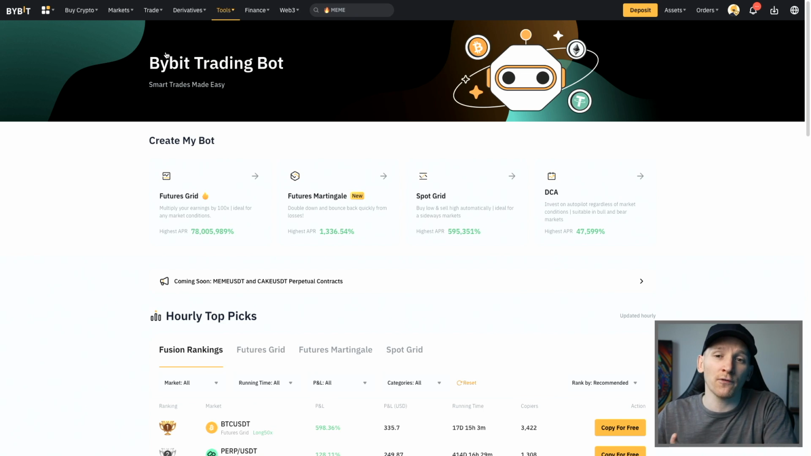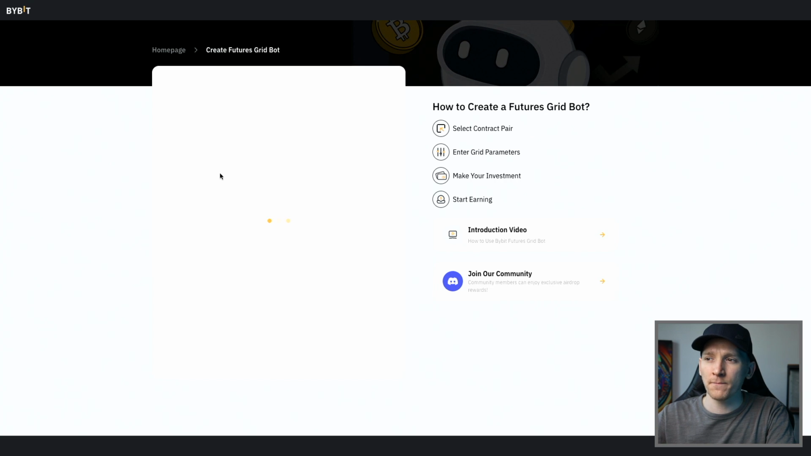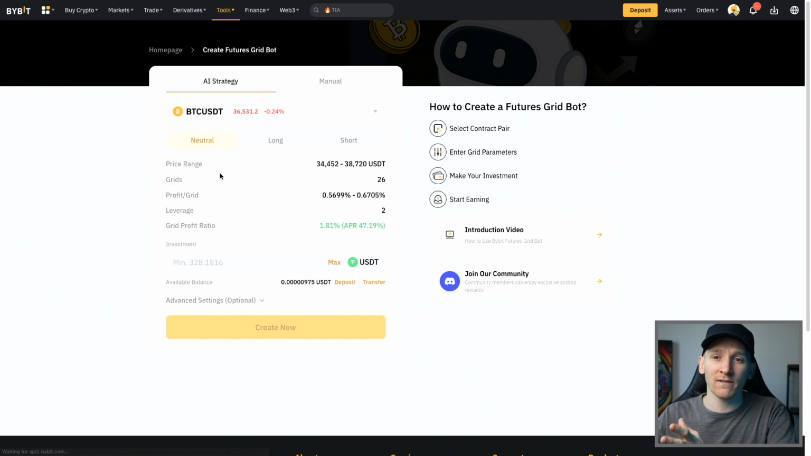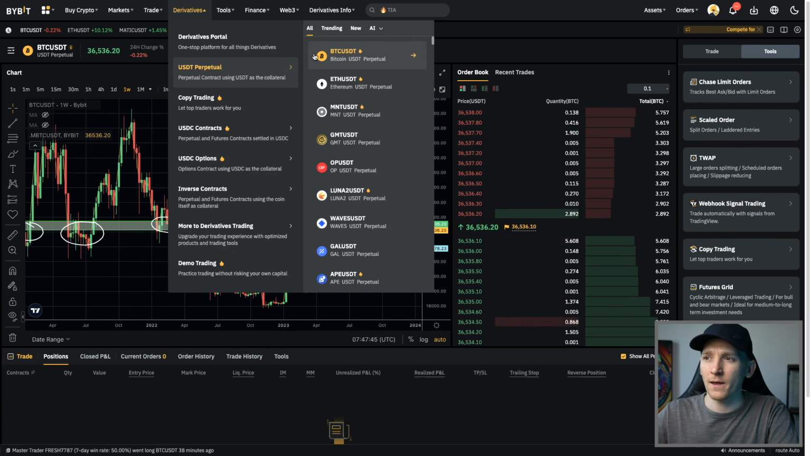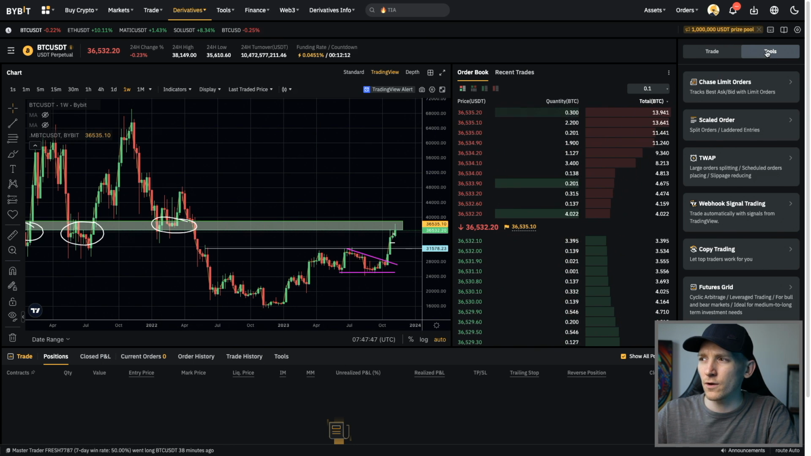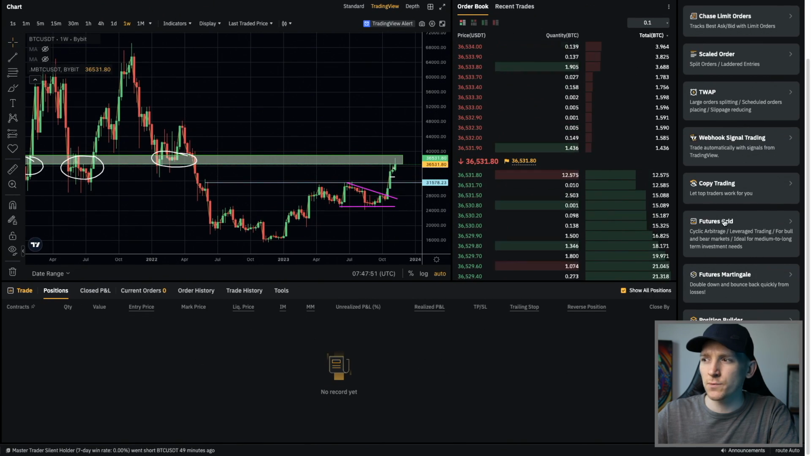Firstly, futures trading fees are much lower than spot trading fees. You can also trade with leverage because you're in the derivatives market. And also you can go long, short, or neutral. So what we can do is press create now. And it's the same bot, it's the same system. You just have these different options. So what I'll do is go over to the trading system because I think it's easier. So derivatives, and then choose the asset you want to trade. Go to tools up in the top right and click futures grid, which is this one.